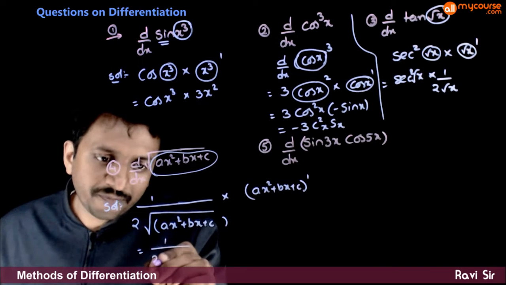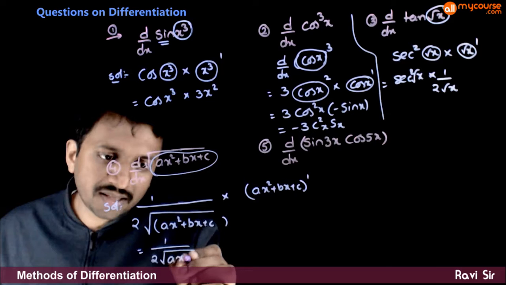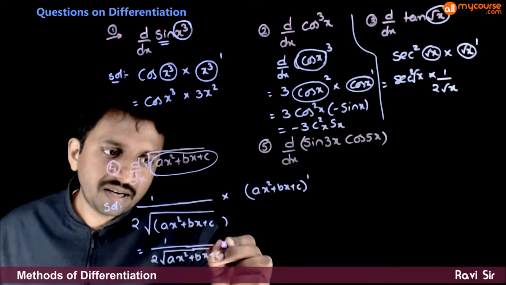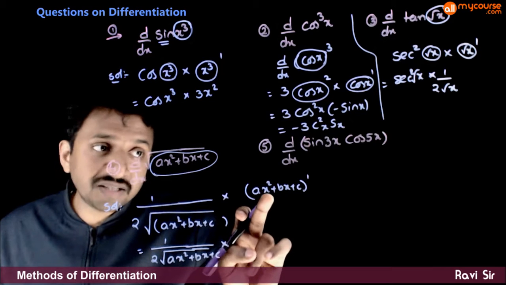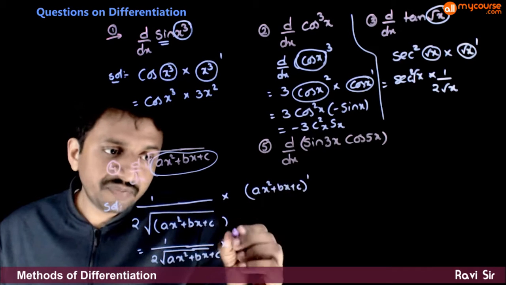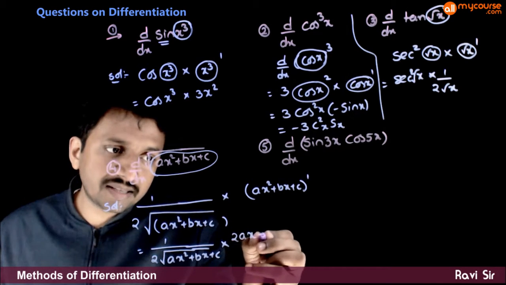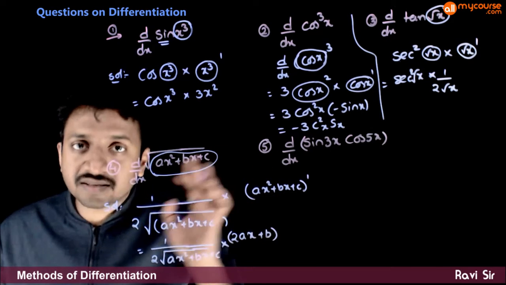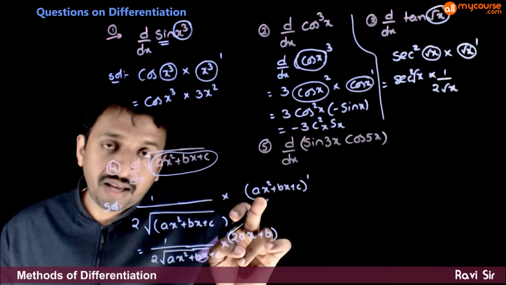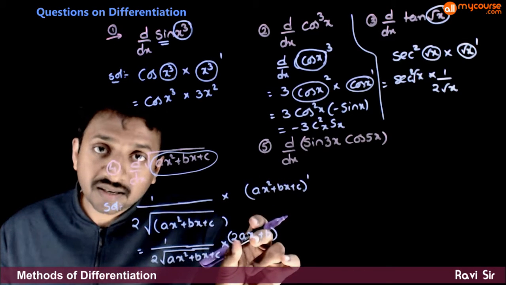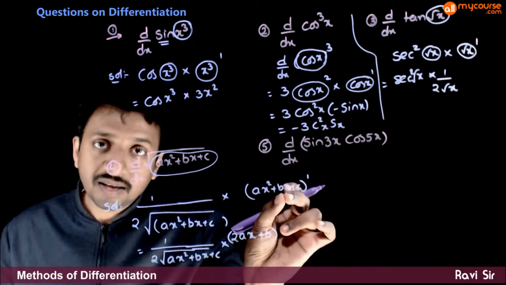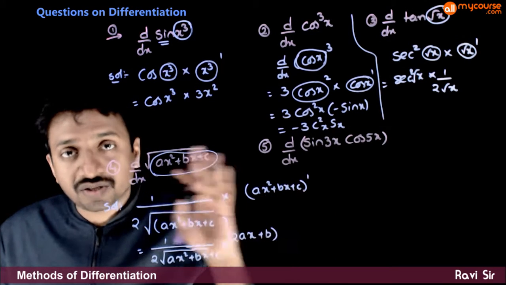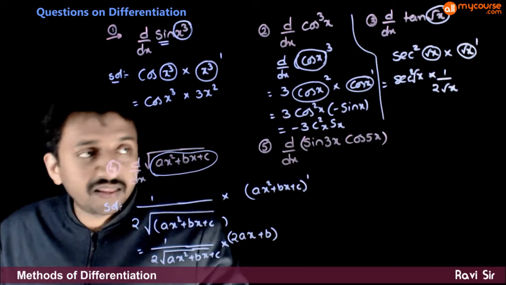So 1 by 2 root ax square plus bx plus c times what is the differentiation of ax square plus bx plus c? We have 2ax plus b. A is a constant, x square is having a differentiation of 2x. B is a constant, x's differentiation is 1. C is a constant, so its differentiation is 0.